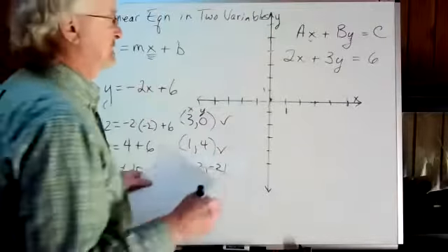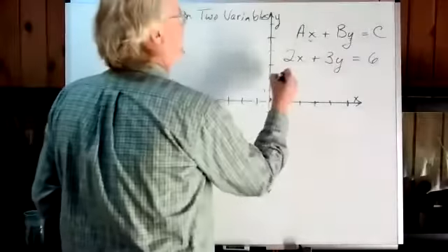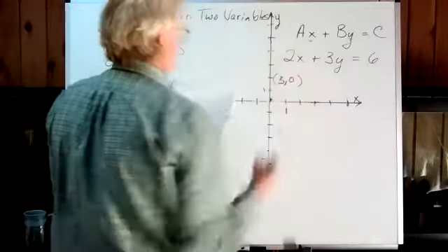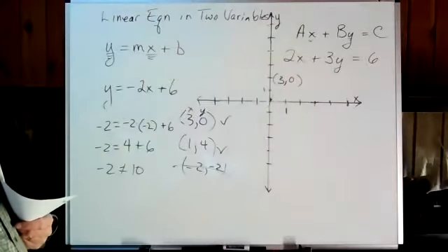Over here, I'm going to plug in some points. How about if I try 3, 0 here? I put in 3 for x and 0 for y.